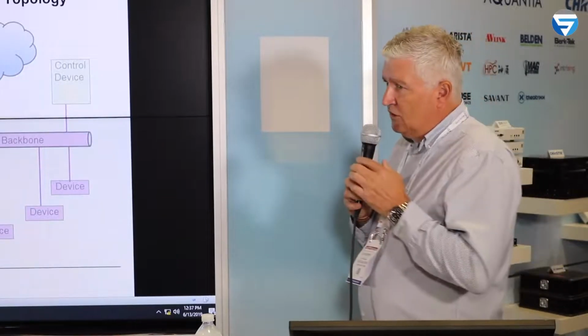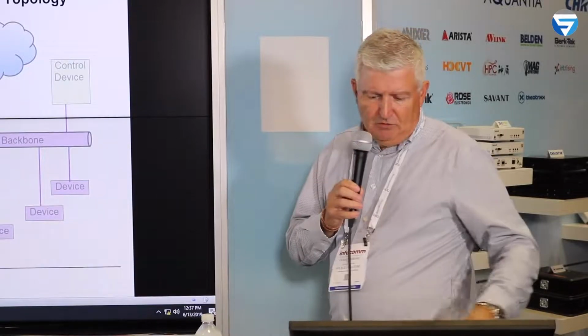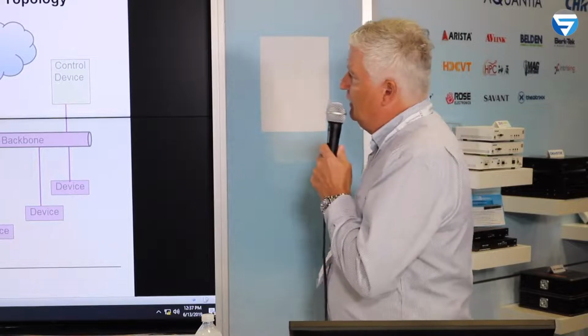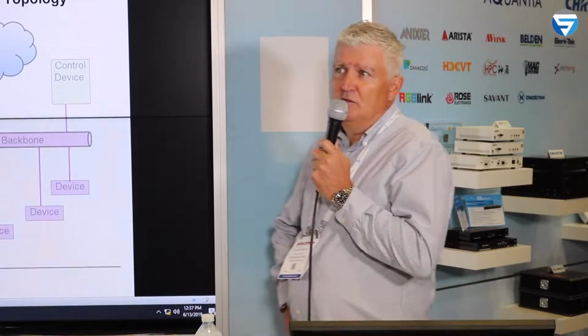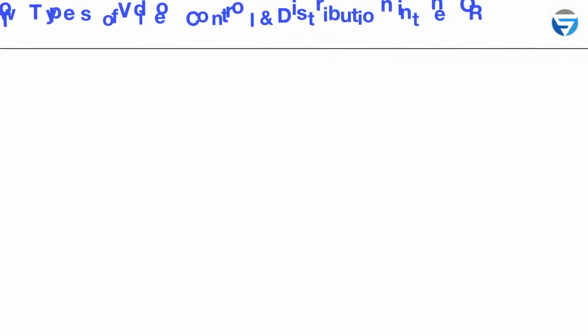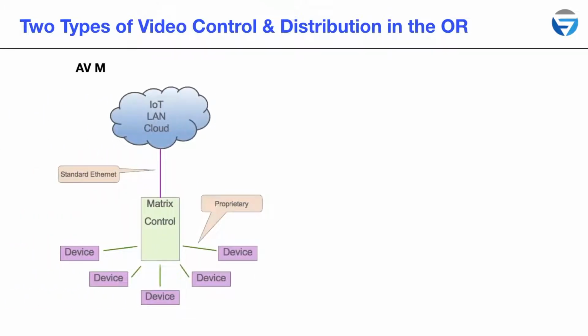So then in that context, there's lots of things we can do with IP, and one of them is distributing video. Currently in the operating room, which is what the rest of this talk is pretty much focused on, there are two ways of connecting devices, so cameras to displays, televisions, speakers, microphones, things like that. The most common one, up until very recently, the last few years, is the matrix method, the matrix control system.